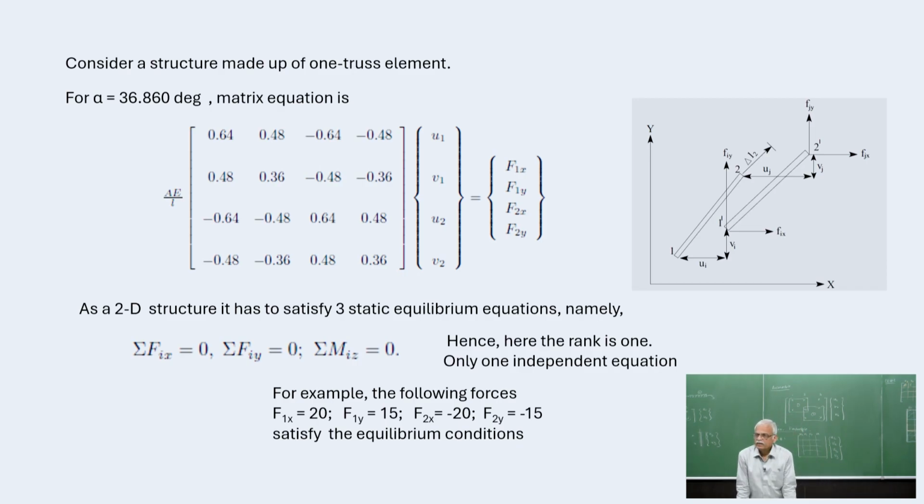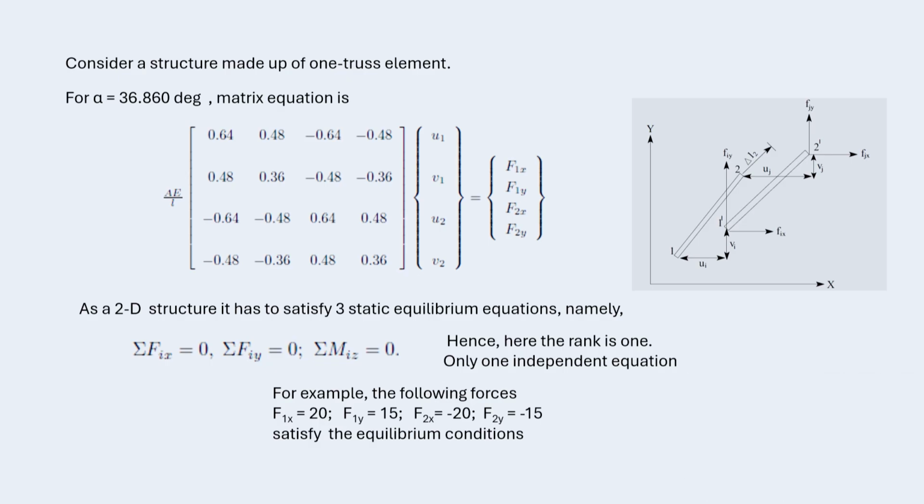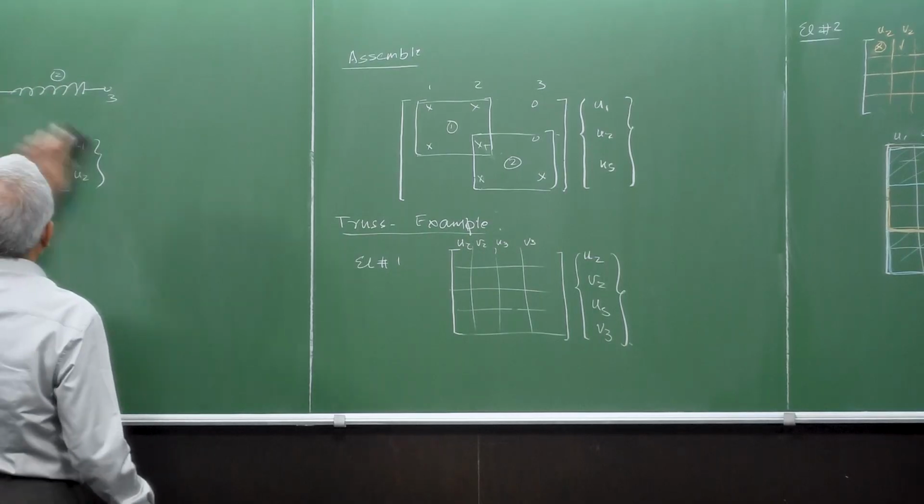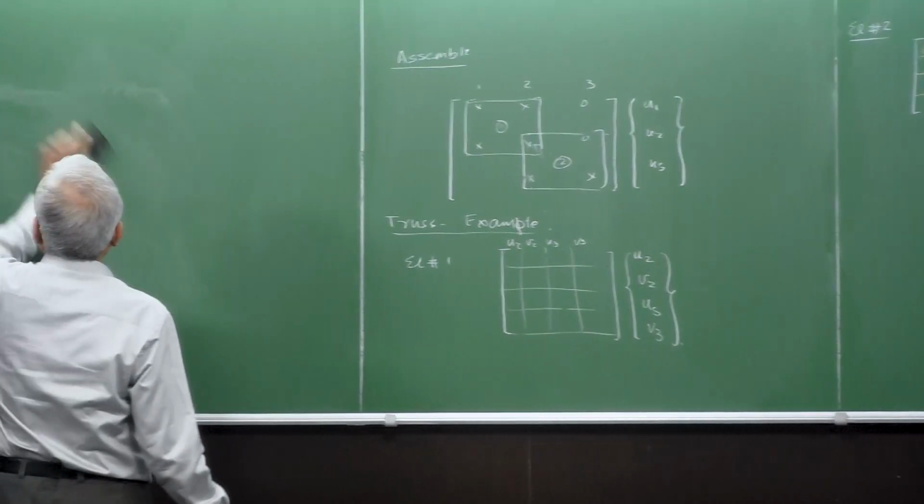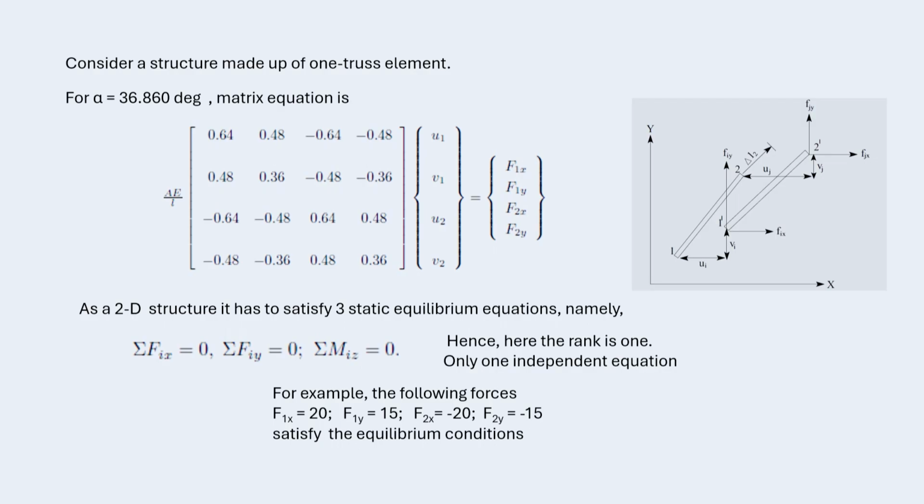And the matrix equation is a 4x4 stiffness matrix, and U1, V1, U2, V2 are the degrees of freedom, F1x, F1y, F2x, F2y are the applied loads. So as it is, if you look at that, it looks like given the force vector F1x, F1y, F2x, F2y, right?